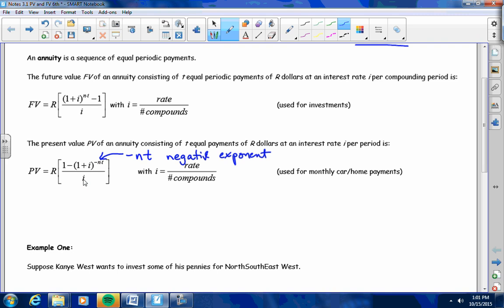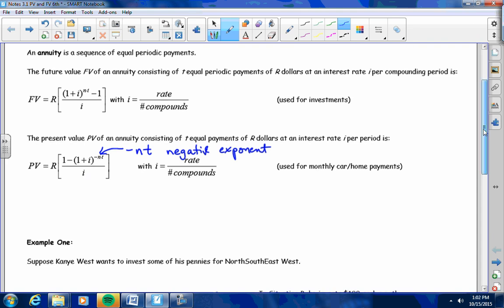Present value is used for taking out mortgages or an automobile loan or a school loan, anything like that. When you're taking out a loan, you're dealing with a present value situation. When you go to buy a car, today's price of the car might be $25,000. That is a present value for the car. This formula we can use to calculate what the monthly payment would be. Okay? How much are you going to pay every month for that $25,000 car?